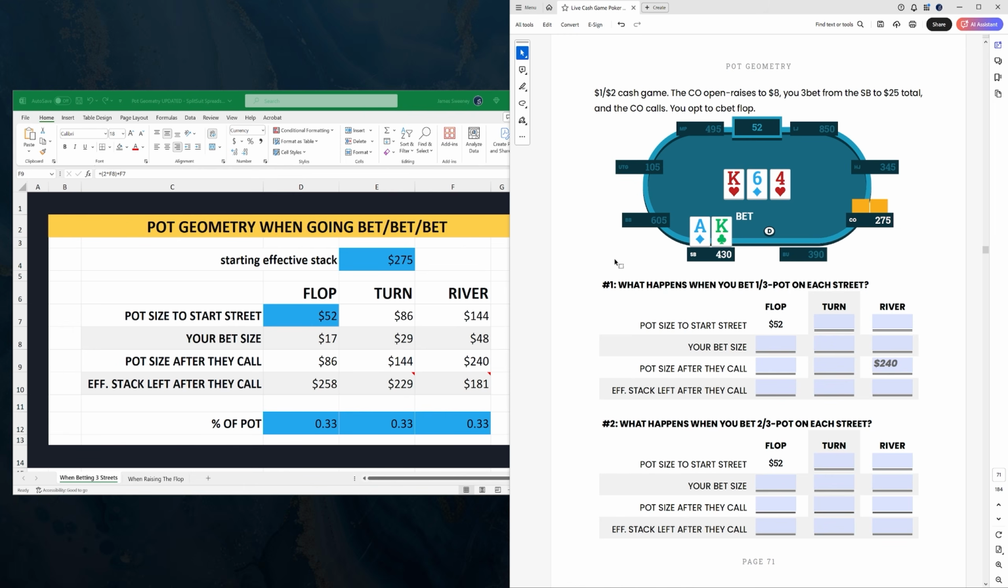Maybe that doesn't apply as much for your 1-2 game where white chips might be in play more, but if you're playing 2-5, like the examples are later in this spot, or even 5-10, where you're definitely not going to be betting white chips post-flop almost ever, that might be something that you spend a little bit of time with.